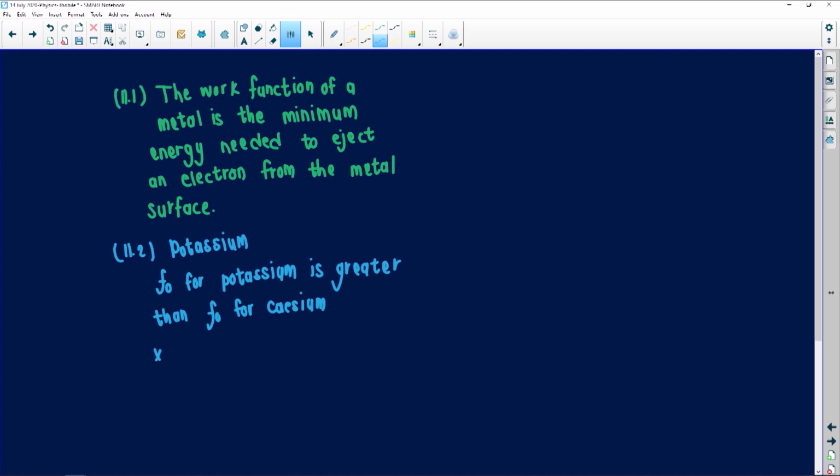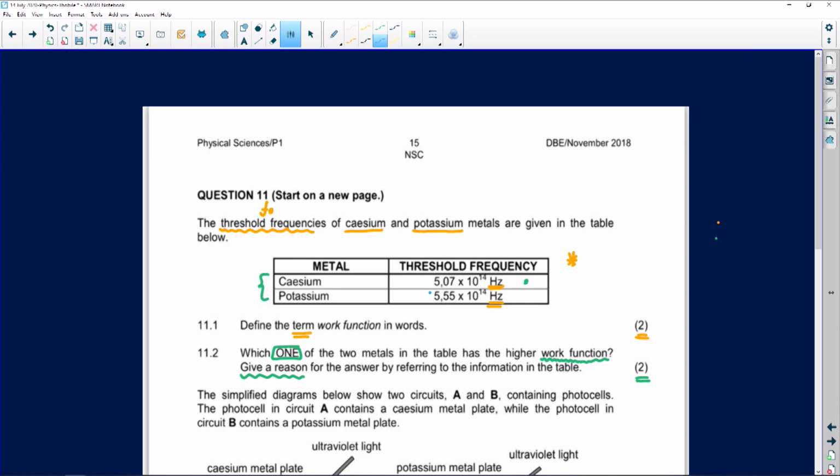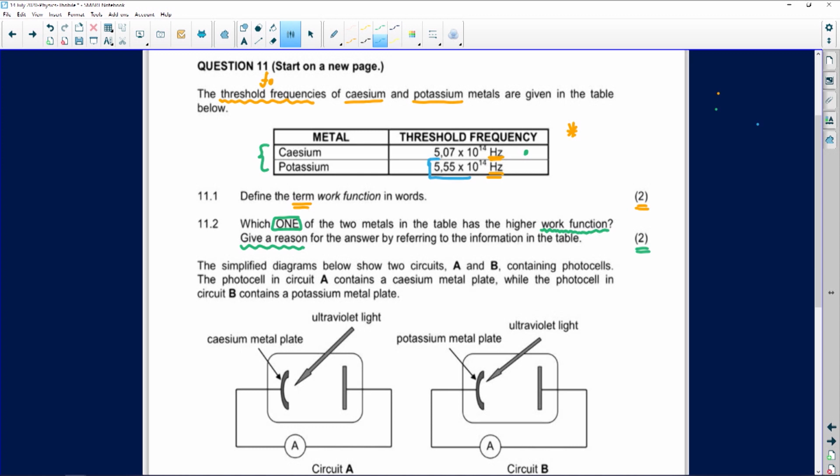And then just to add on to this, if you look at the work function, remember it is directly proportional to Fo. So if you need a minimum amount of energy, we can see that for potassium, it is much greater than that of cesium. That is the minimum amount of energy for potassium that's required to emit an electron. So it will have a higher work function for that specific metal. We got a mark for identifying the one, and you get a mark for giving a reason. Now remember, let's say for example, you got the identifying wrong, but you do get the explanation right, then the examiner will give you a mark.